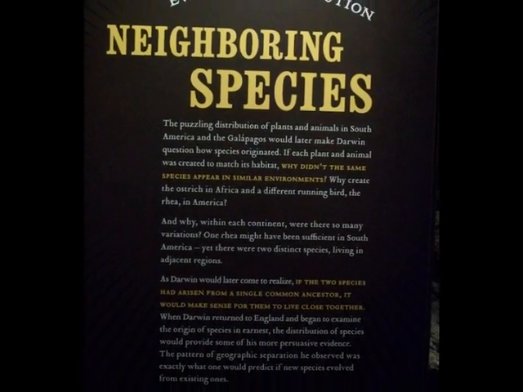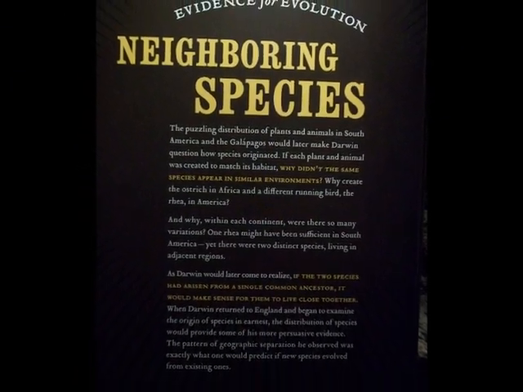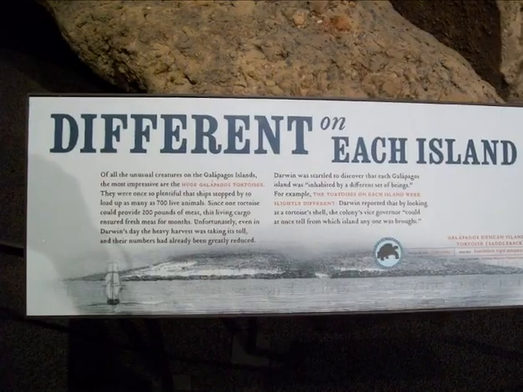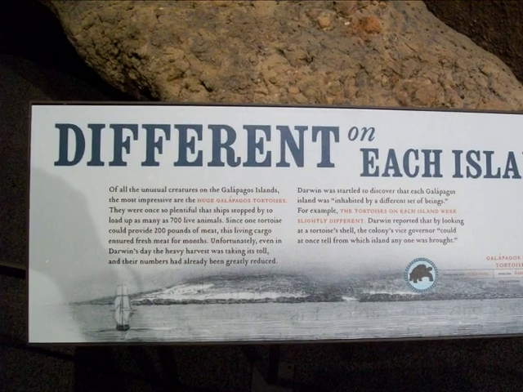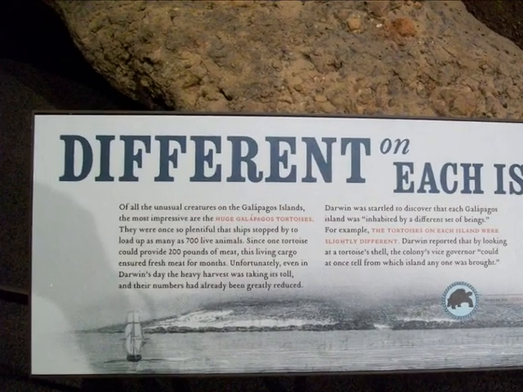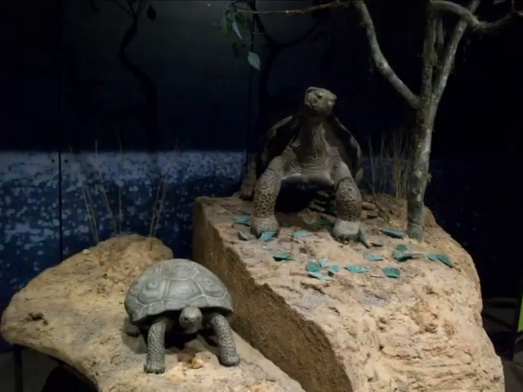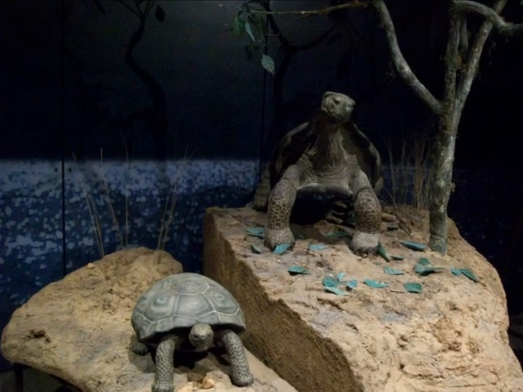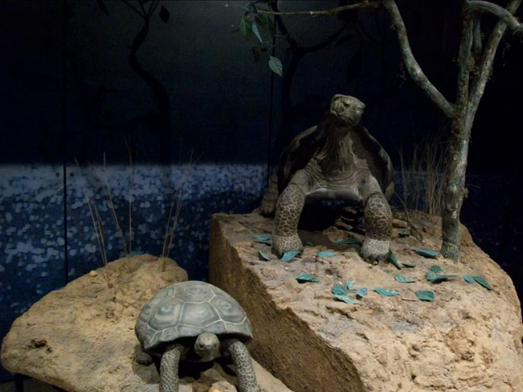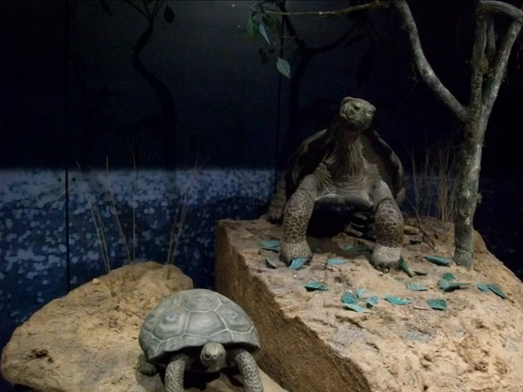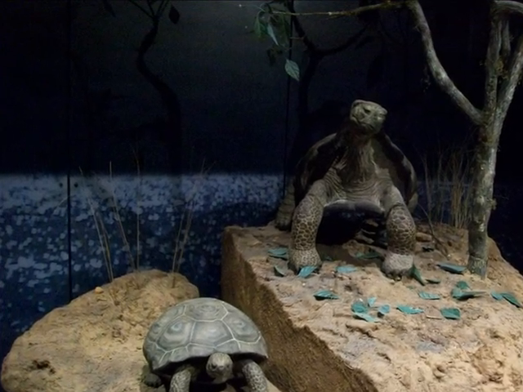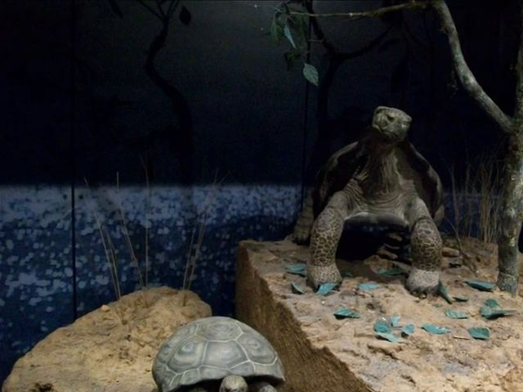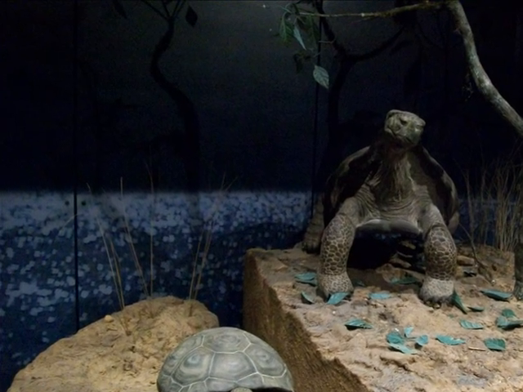Darwin is best known for his study of the creatures of the Galapagos Islands. He discovered that species were different from one island to another. Of all the unusual creatures on the Galapagos Islands, the most impressive are the huge Galapagos tortoises. Each island was inhabited by unique tortoise species. Can you see the differences in the two giant tortoises?